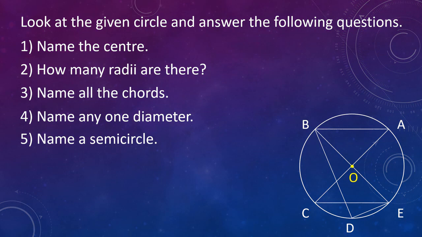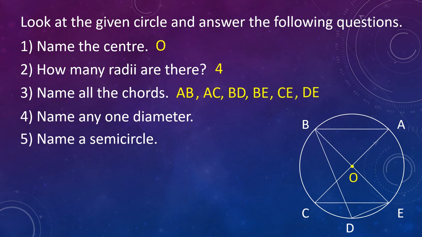Let us solve one more question. Observe the given circle and answer the following questions. Question number 1. Name the center and the answer is O. Question number 2. How many radii are there? And the answer is 4. OA, OB, OC and OE. Question number 3. Name all the chords. Let's recall chord. A chord is a line segment whose endpoints lie on the circle. So the answer is AB, AC, BD, BE, CE and DE.